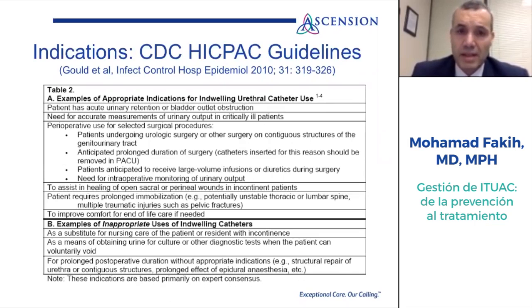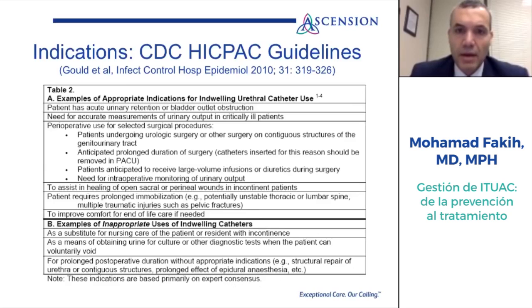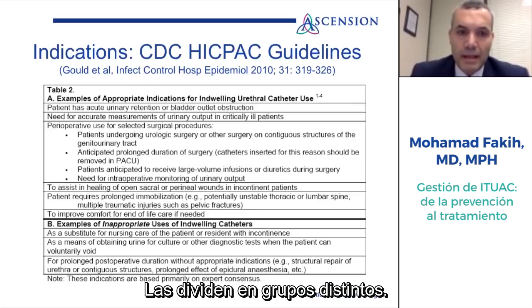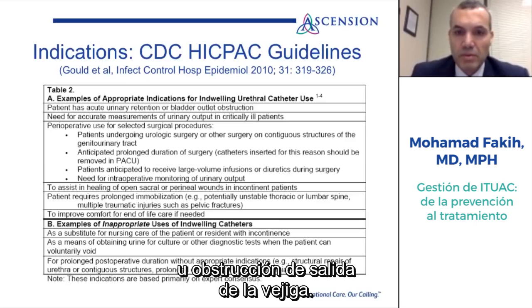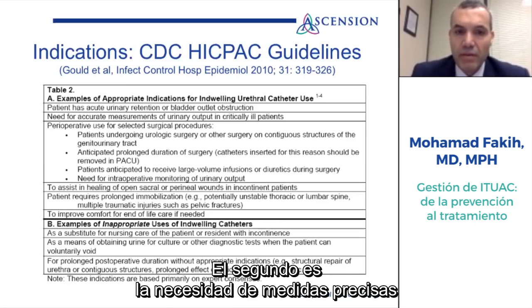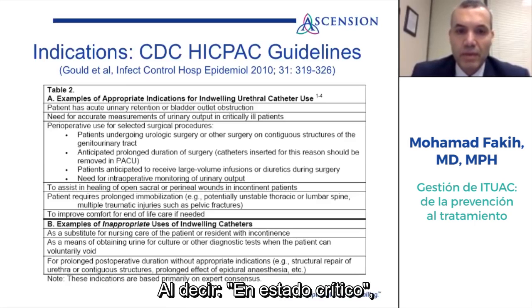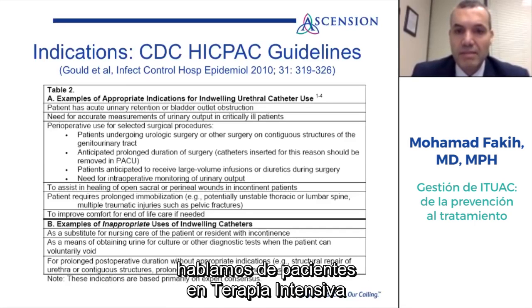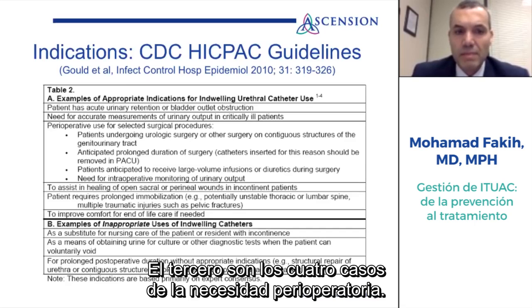So what are the indications? And here, what you see on the screen are the CDC, the Centers for Disease Control and Prevention in the United States guidelines from 2010. And they have them in different buckets. The first one is acute urinary retention or bladder outlet obstruction. The second one is the need for accurate measurements of urinary output in critically ill patients. So when we talk about critically ill, we think about the intensive care unit patients and the need for accurate measurements in that population.